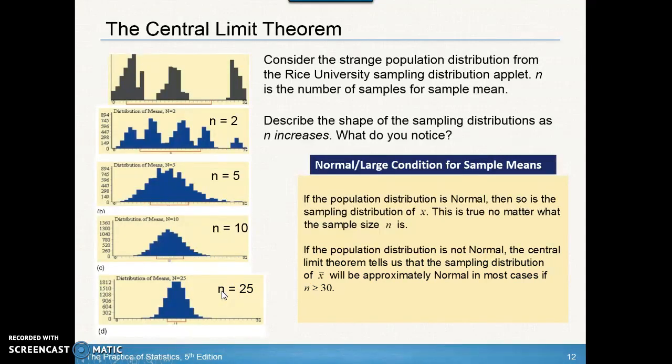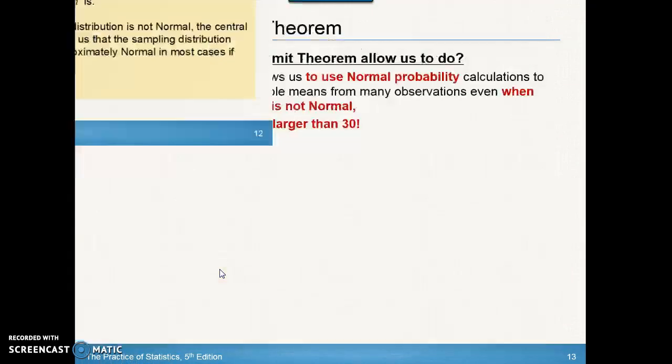Okay, so does that mean if it's 26, it's not going to be normal? Not necessarily. Okay, it could be. So we choose the number 30 because in most cases, when we've tested this over and over again, if the sample size is greater than or equal to 30, it produces a graph that's approximately normally distributed.